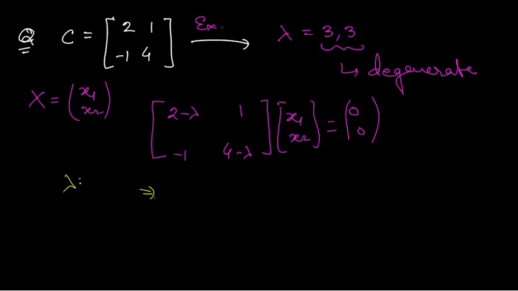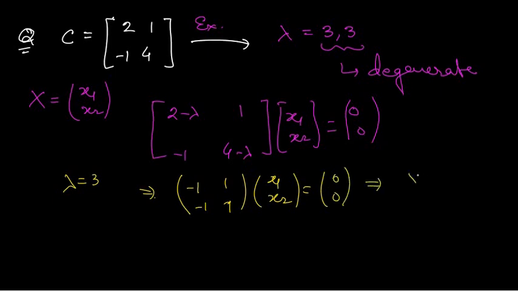So your lambda is equal to 3. So this will be minus 1, minus 1, 1, 1. This will be x1, x2 is equal to 0, 0. So this implies that x1 is equal to x2.